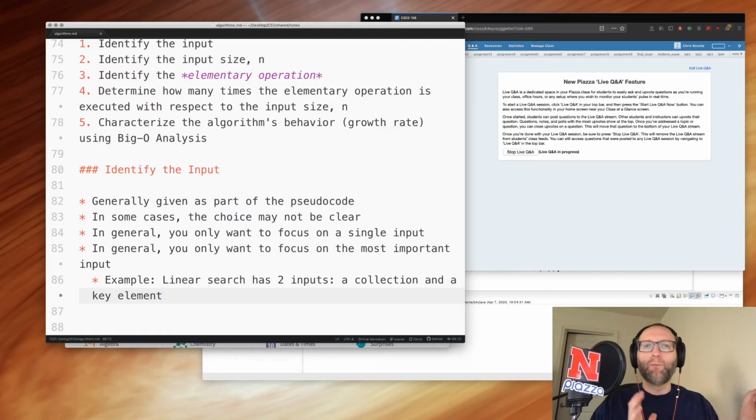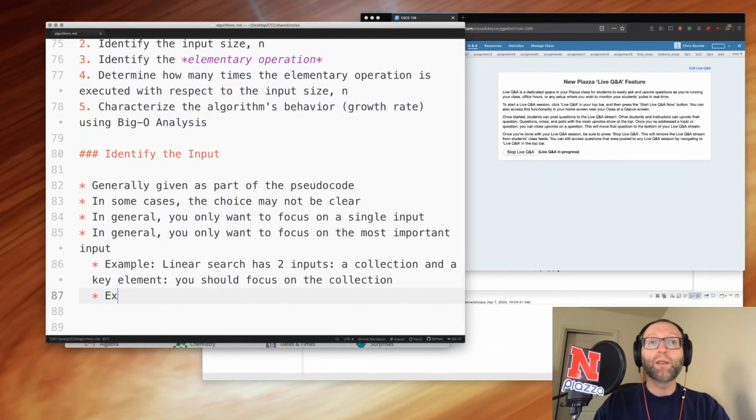It doesn't matter how big the array is. You could have an array size of 1 million or 10 million or 50 billion. And if your input size is 1, then you're stuck at this constant characterization of your algorithm. And we know that that's not the case. We know that linear search takes more time with more input. So what you really want to focus on here is the collection. Right? Since it's the most important, that's really going to dictate the behavior of the algorithm.